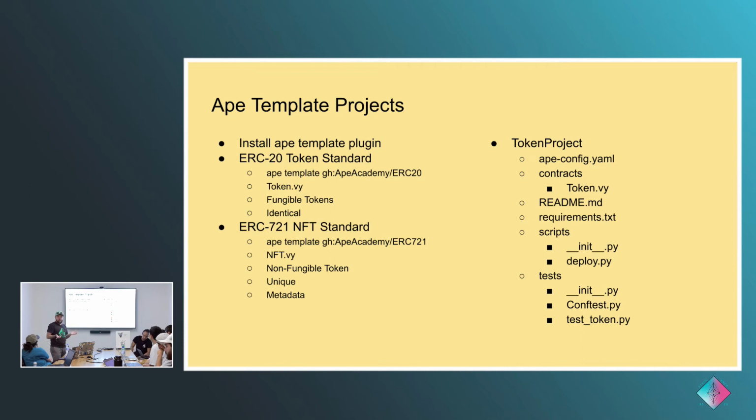Everybody's comfortable with what an ERC20 is versus a 721? Okay. Super quick, 20 being the same identical token, 721 the NFT having special metadata associated with it, just for the video if nothing else.